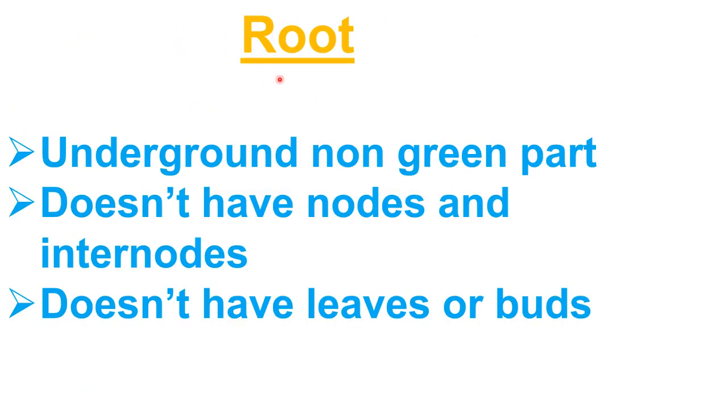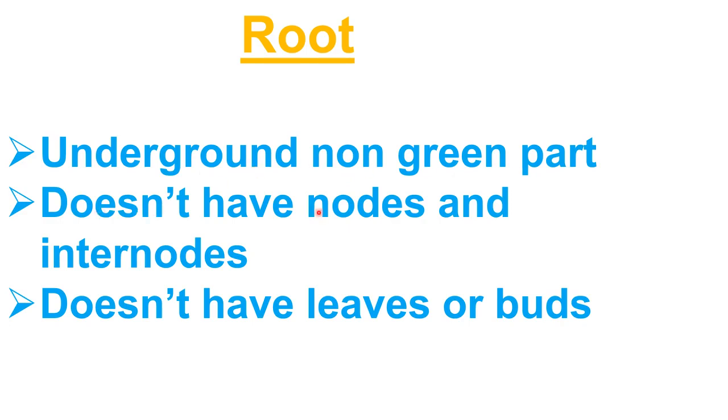So what is root? It is underground non-green part. Not always, but most of the time roots are underground, and in some plants, roots can be present above the ground, which can perform some other functions for the plant. I will give you an example also later on in this lecture. Okay, so roots are mainly underground non-green part of the plant, right?